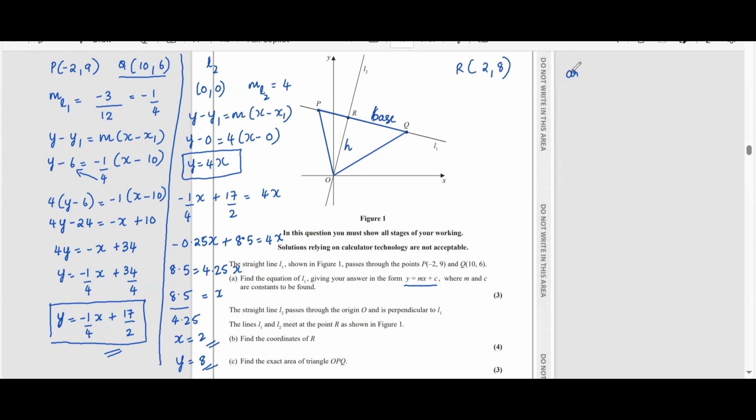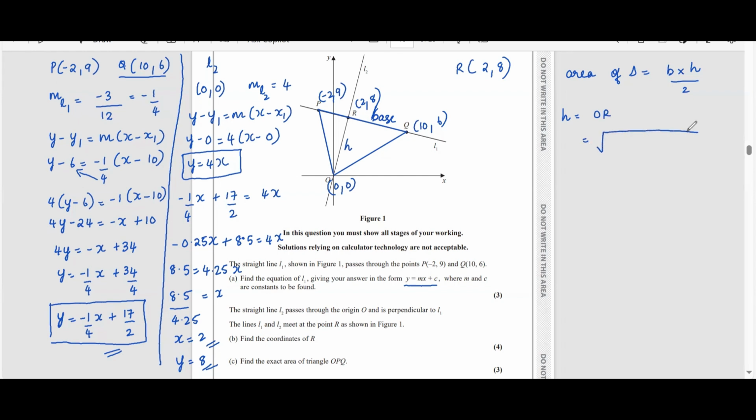Area of triangle is base times perpendicular height divided by 2. We know all the values: P is (-2, 9), Q is (10, 6), O is the origin (0, 0), and R we got as (2, 8). First I'm going to find the perpendicular height H using the distance formula. H is OR, so OR is what we need to find.